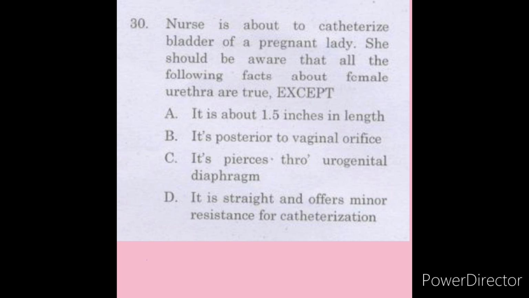Option A, it is about 1.5 inches in length. Option B, it is posterior to the vaginal orifice. Option C, it pierces the urogenital diaphragm. Option D, it is straight and offers minor resistance to catheterization. Being posterior to the vaginal orifice is not true about the female urethra. The female urethra is located within the vaginal wall and its opening is situated between the labia. So option B is the exception.